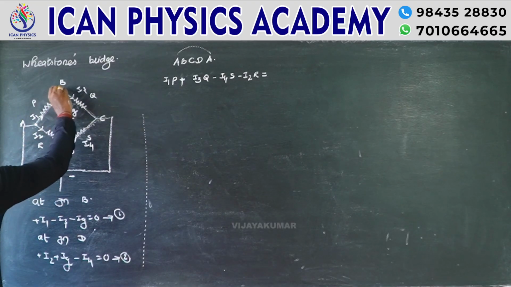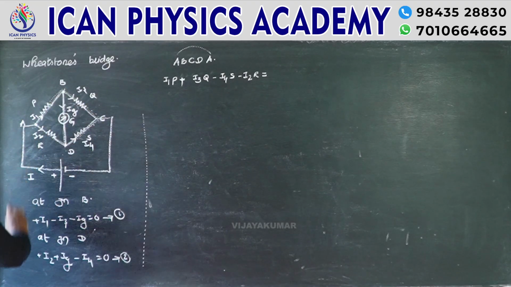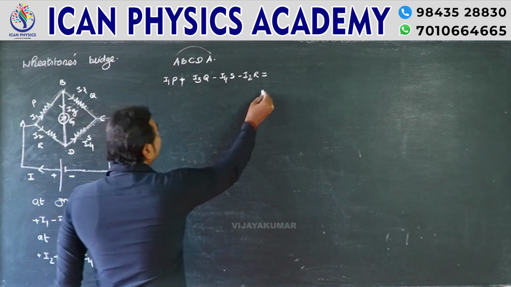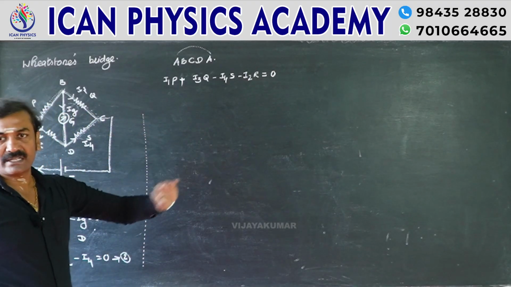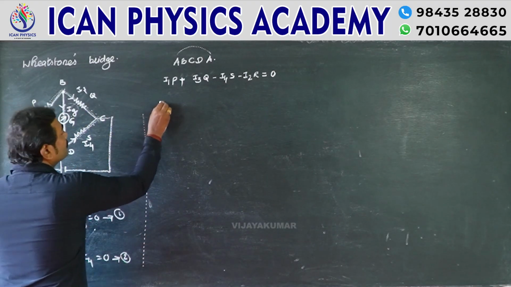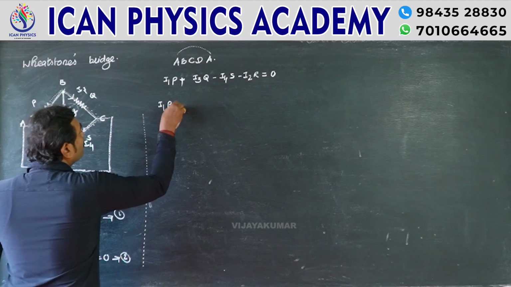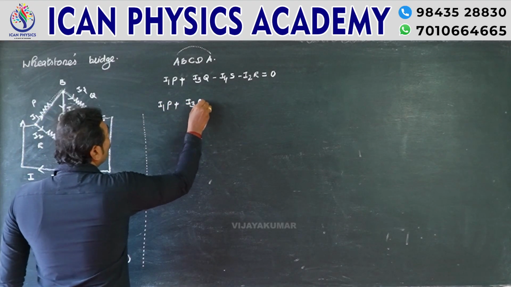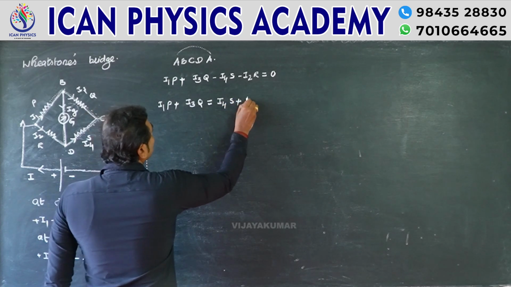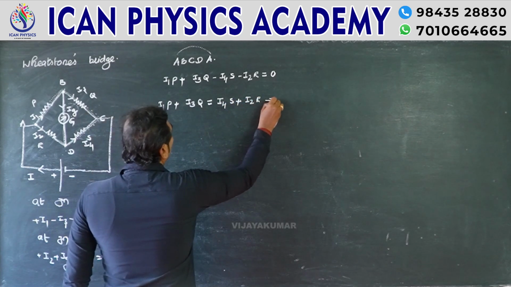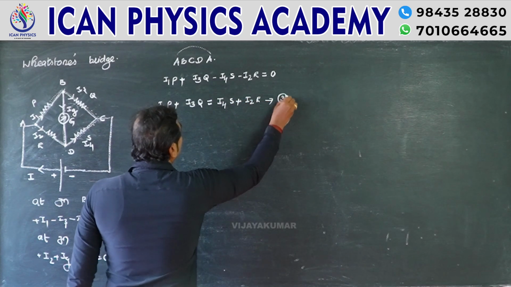In this closed circuit, there are no batteries involved, so it can be taken as 0. The minus value goes to the right side as plus value. So I1P plus I3Q equal to I4S plus I2R. Now it's taken as equation number 3.